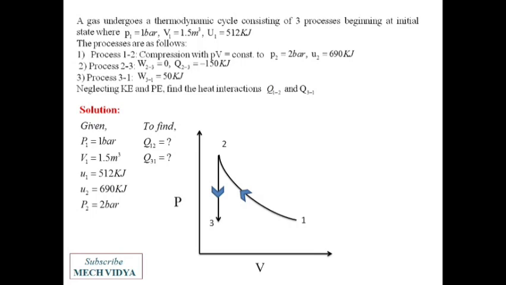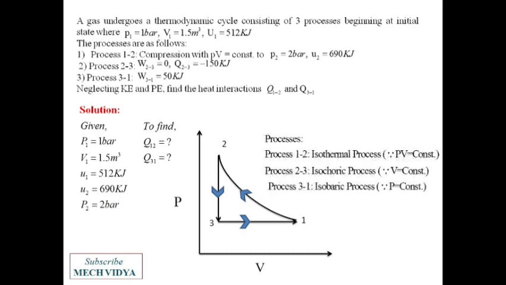From the question I can see that the work done is 0 and Q23 is minus 150 kilojoule. Then after this point, the system again goes back to the state 1, so it is completing one cycle. Now I have to find out Q12 and Q31, that is heat transfer during the process 1 to 2 and heat transfer during the process 3 to 1. On the right hand side I have shown all these processes, 1 to 2, 2 to 3, 3 to 1. You can refer to this figure. If you have any doubt, you can ask in the comment section.